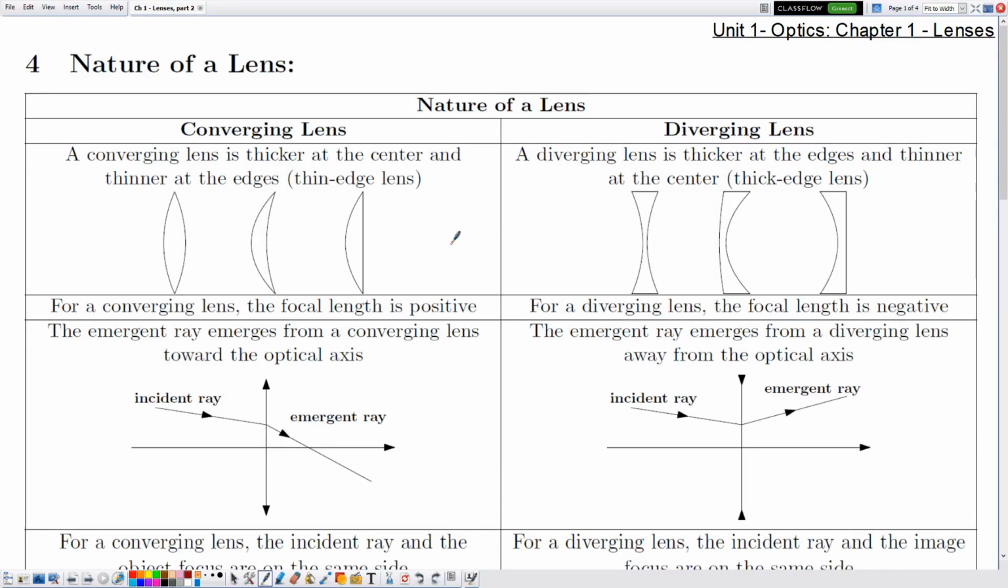In this one we are going to explain part 2 of chapter 1 in the first unit, which is the unit of optics. The title of this chapter is lenses. Now we have reached section 4, which is nature of a lens.